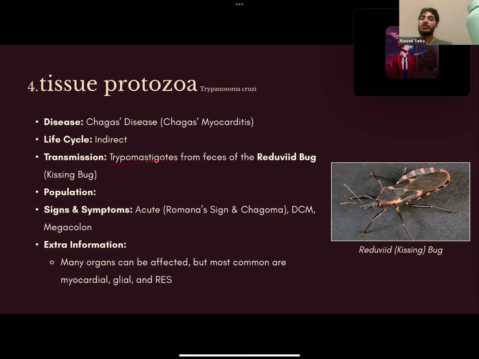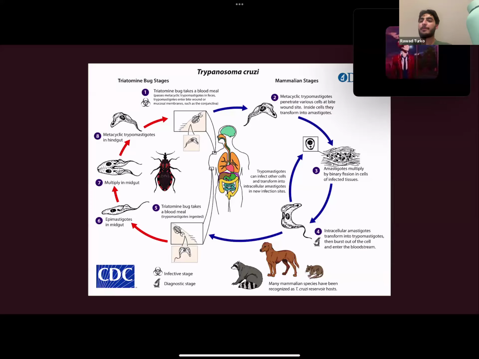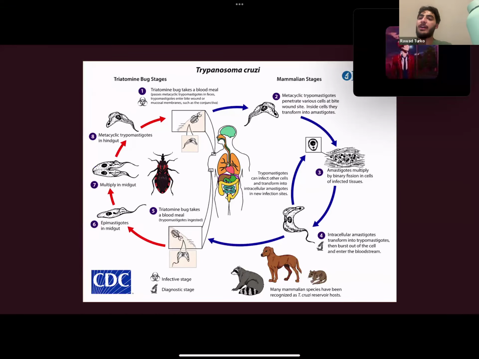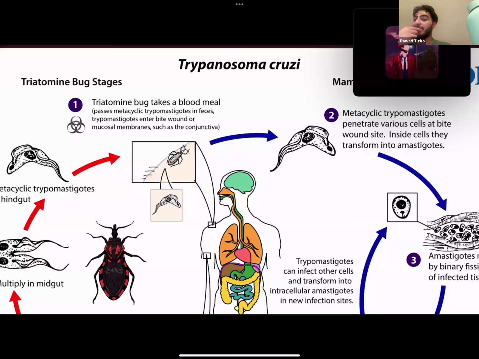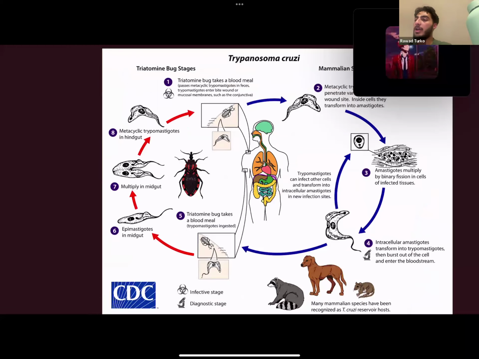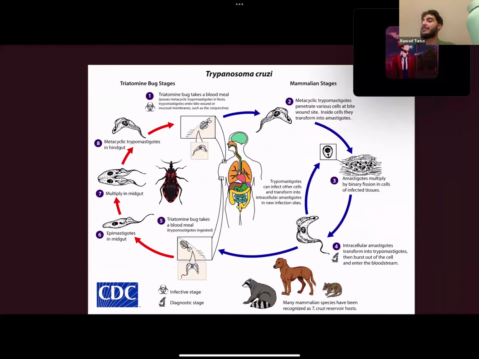Okay, extra information. Many organs can be affected, but the most common are the myocardial cells, which is again the heart, glial cells, and the reticular endothelial system. Okay, so this is the life cycle. You get these bugs, the kissing bug, that can release these trypomastigotes, or the metacyclic trypomastigotes, into the blood. And then instead of the amastigotes this time being inside of macrophages, the amastigotes are going to go into random cells, random tissues. These tissues most commonly would be the myocardial tissues, or like mentioned, the reticular endothelial tissues.